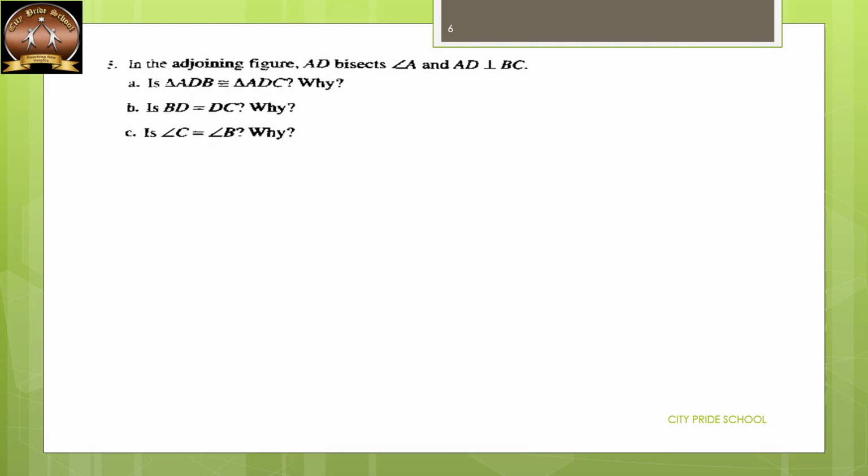So children, let us now continue. We were on question number 5. It is given here in the adjoining figure. They are saying that AD bisects angle A and AD is perpendicular to BC. You have to see whether triangle ADB is congruent to ADC, and if they are congruent, you have to give the reason. Second, you have to say whether BD is equal to DC, and whether angle C is equal to angle B, and you have to give the reason.